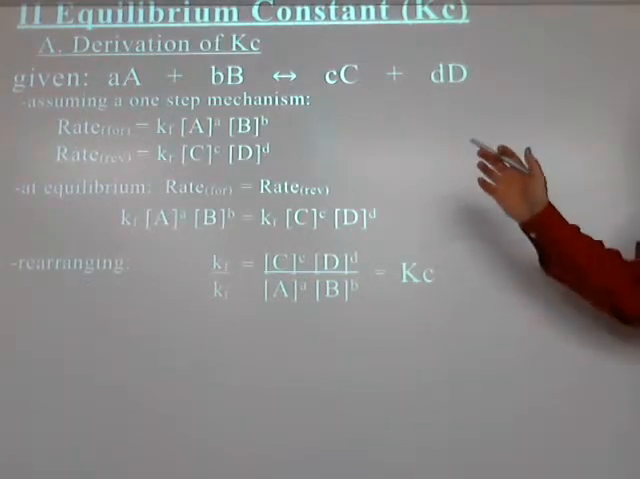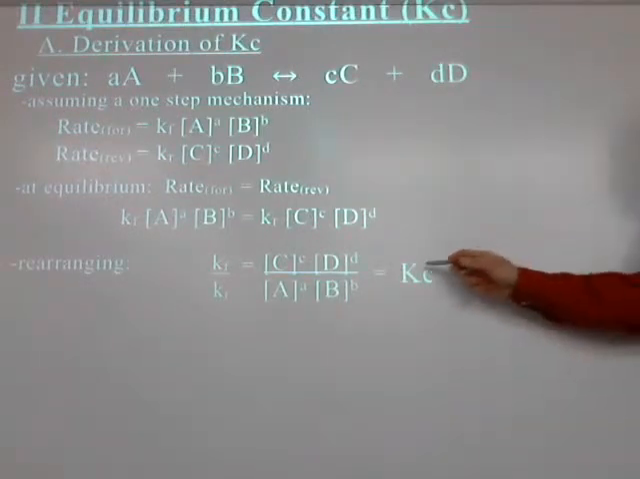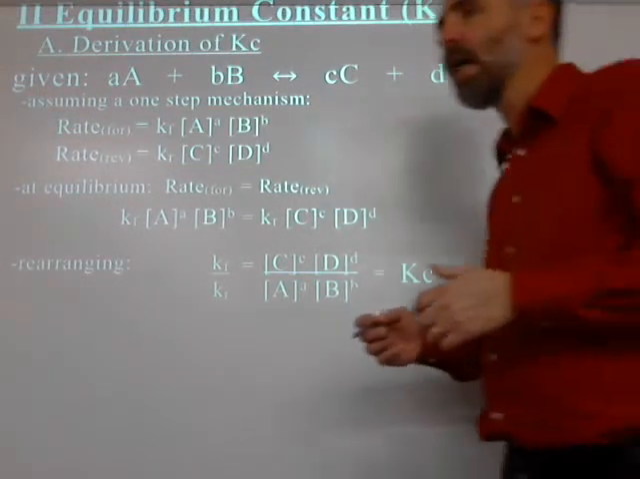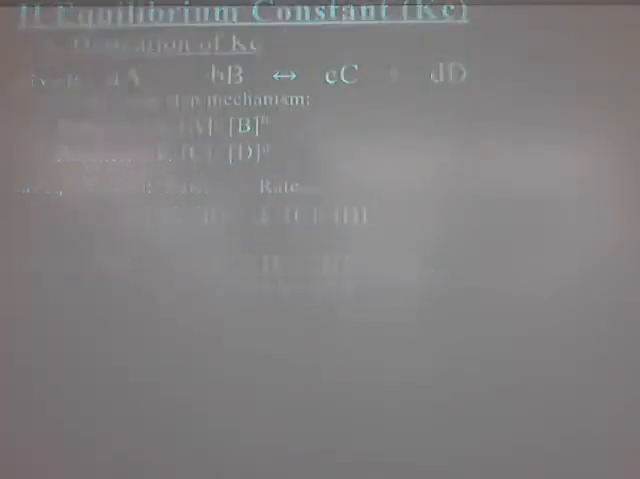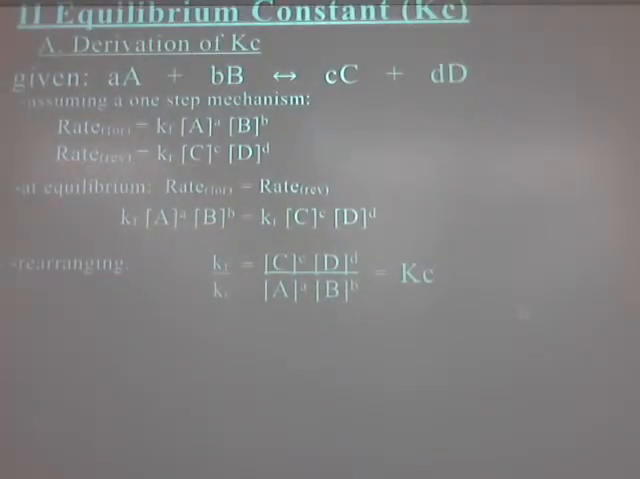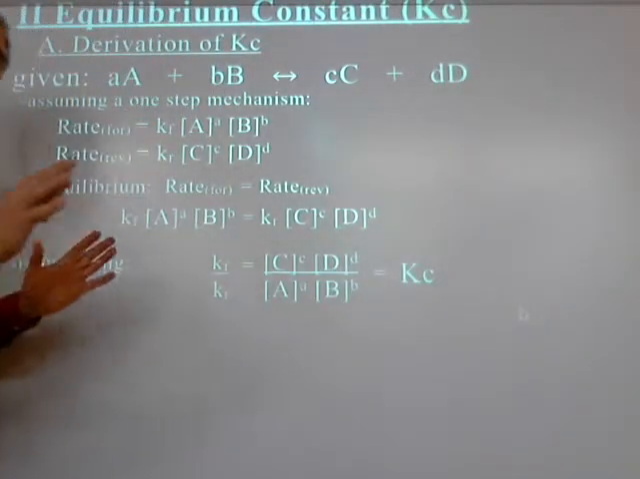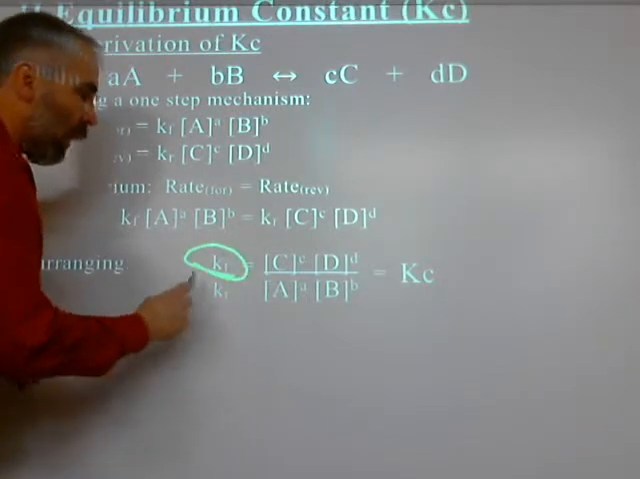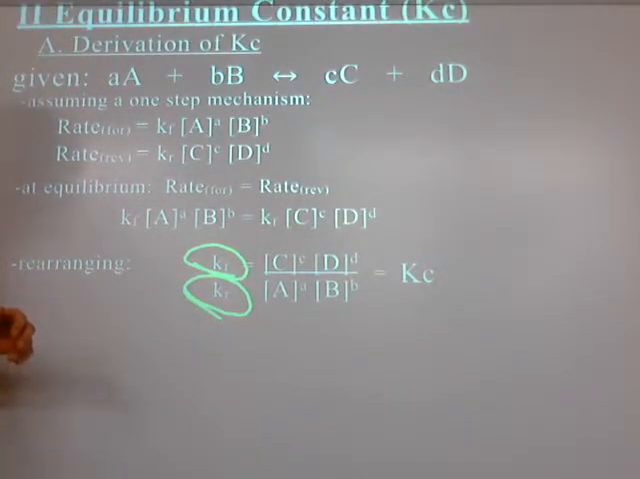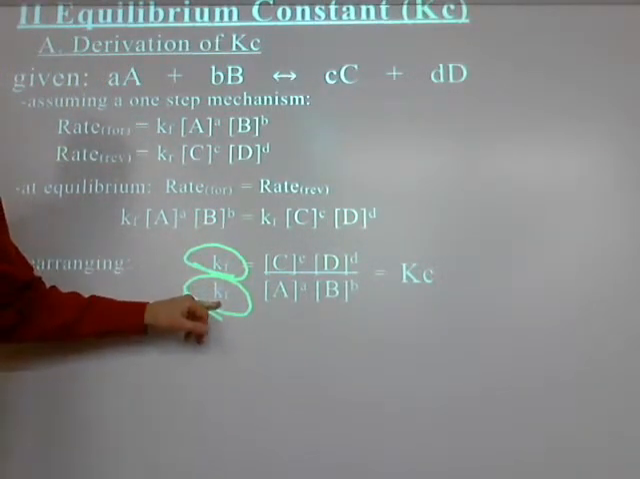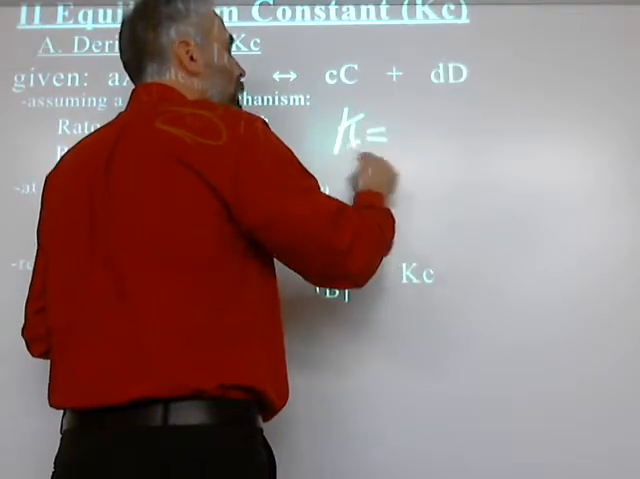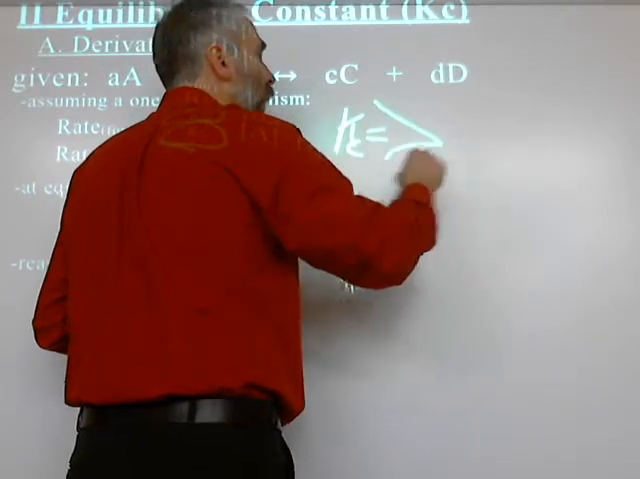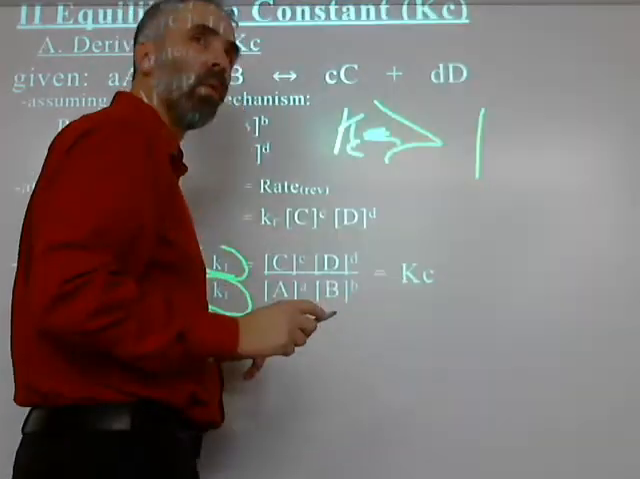All right, you ready? Now, the thing is, what does KC tell us? Now that we've derived KC, what does KC tell me? KC is basically a ratio of the forward and the reverse rates. KF over KR. So what would I expect? Don't write this down, but if KC is very large, greater than 1, a very big number.